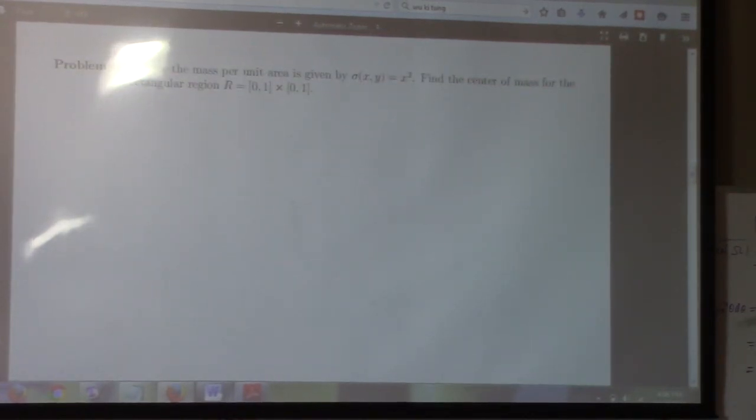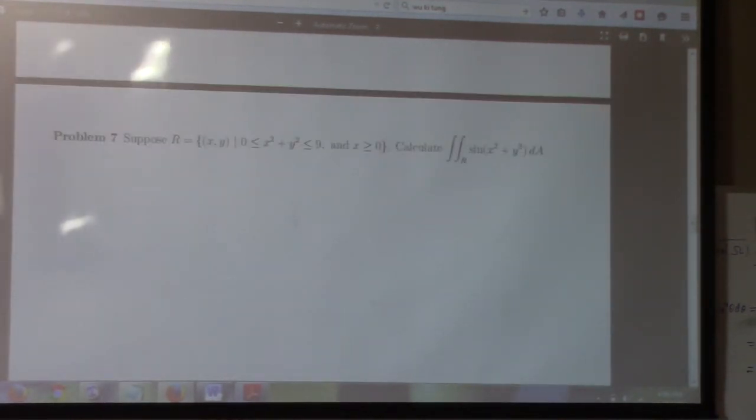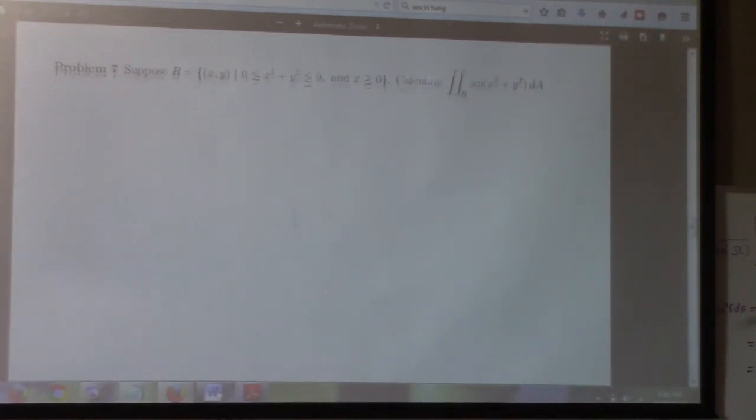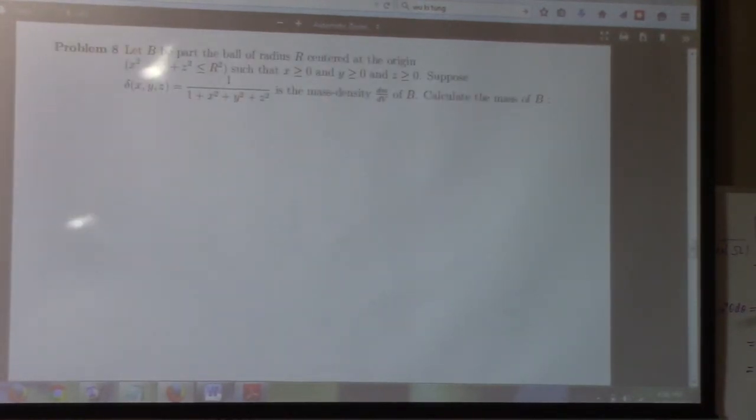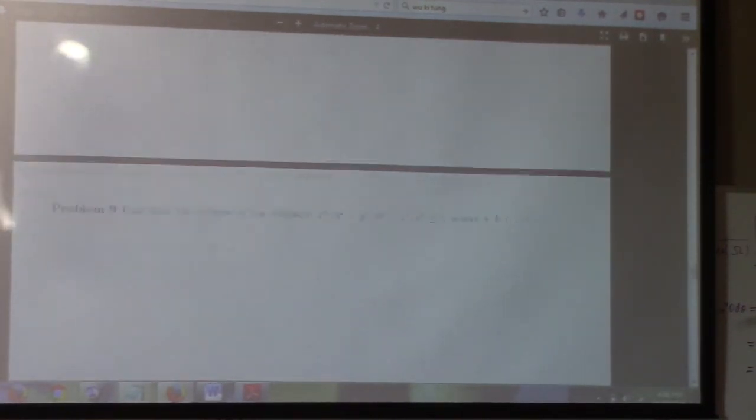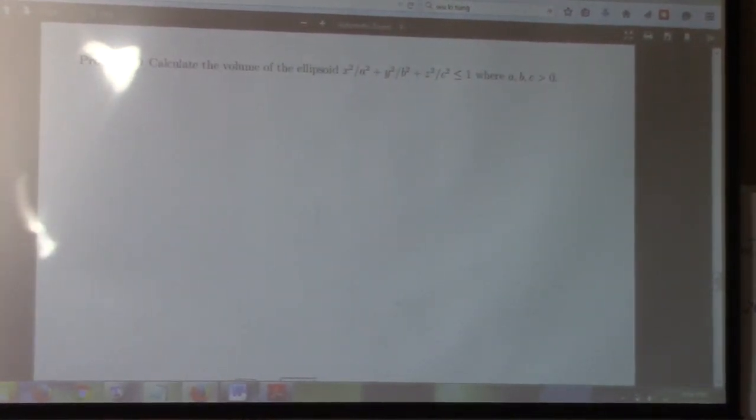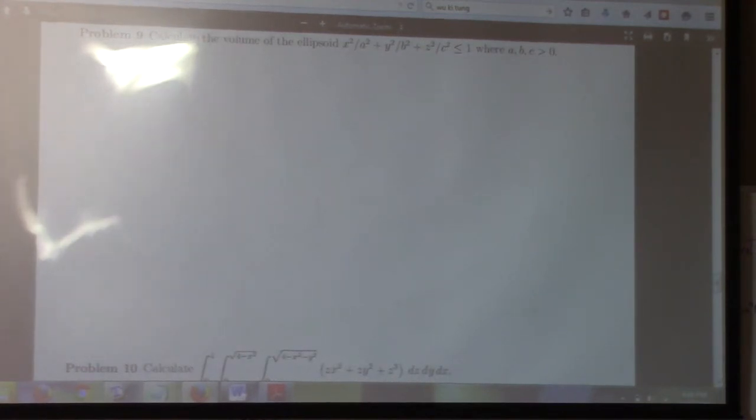Here's a center of mass problem. Change the order of integration problem. Change to polar coordinates problem. Change to spherical coordinates problem. The volume of the ellipsoid. See, I put the area of the ellipse on the quiz. I put the volume of the ellipsoid on the test. That's mean.